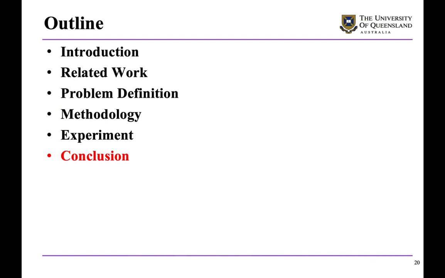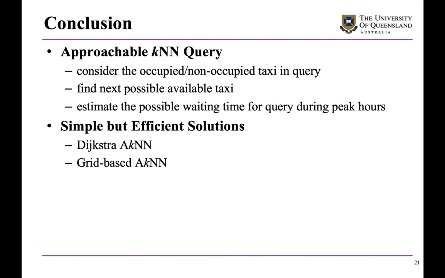Finally, we conclude our work as follows. We propose a new type of query that considers both the occupied and non-occupied moving objects as candidates for the KNN results. It differs from the existing KNN in the measure of the distance from the moving objects to the query locations. Such a query can find the next possible available taxis, even when the nearby taxis are all occupied. Alternatively, it can serve as a reference to estimate the possible waiting time for the query during peak hours. Accordingly, we introduce a simple Dijkstra-based algorithm and propose an improved grid-based algorithm to address the approachable KNN query. And this is the end of the presentation.